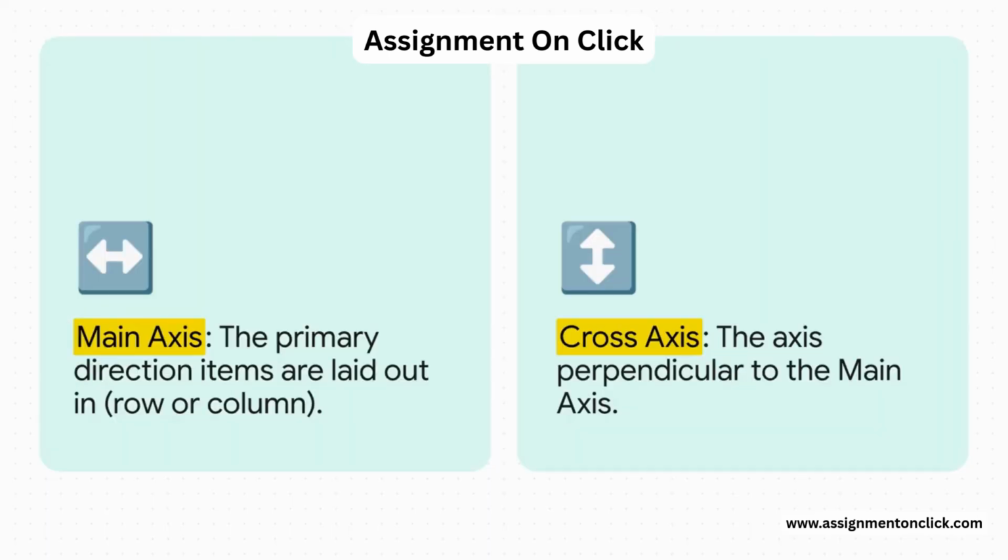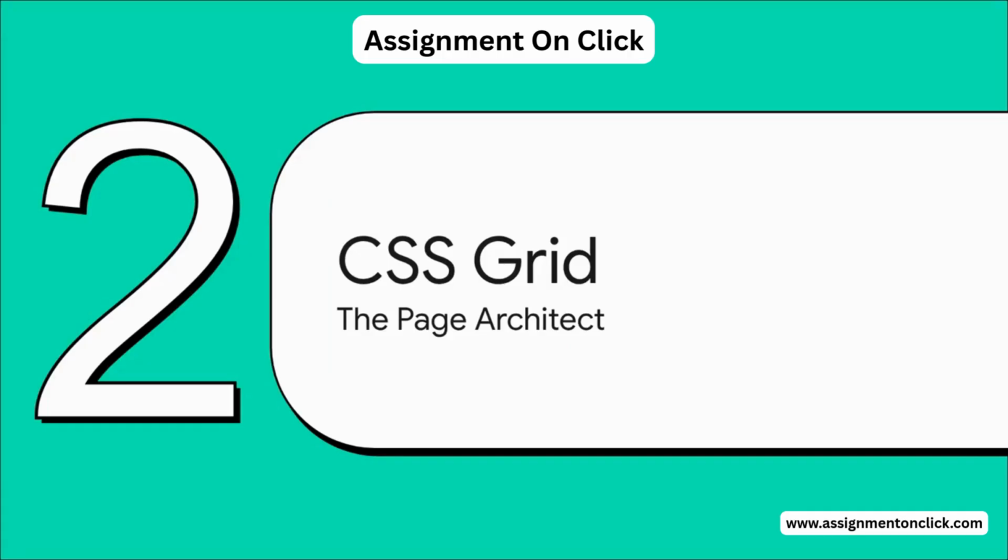Now, to really get a handle on Flexbox, you gotta understand these two ideas. You've got the main axis. That's the primary direction you're working in, your row or your column. Then you've got the cross axis, which is just the other one, the one that runs perpendicular. Literally, all of Flexbox's alignment magic is based on how you play with these two axes. All right, so that's our specialist.